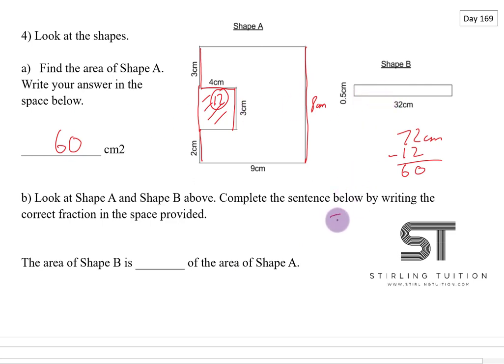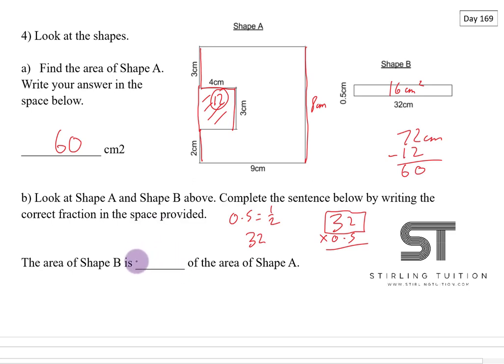So we need to do 32 times 0.5. And if you're ever multiplying by 0.5, the equivalent to 0.5 is basically a half. So all you're basically doing to this number when you multiply by 0.5 is you're halving this number. So I'm just going to do 32 halved, which is 16. So the area of this is 16 centimeter squares. So now what I need to do is write it as a fraction. So what fraction is this of this?